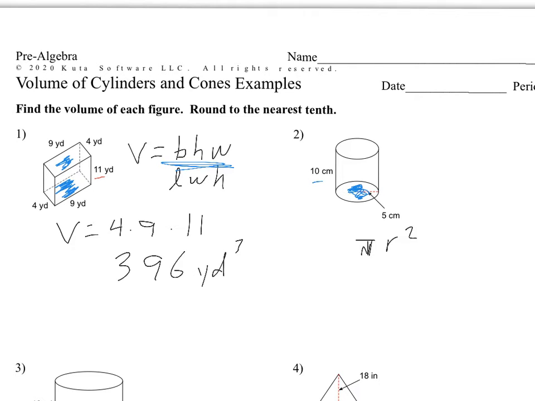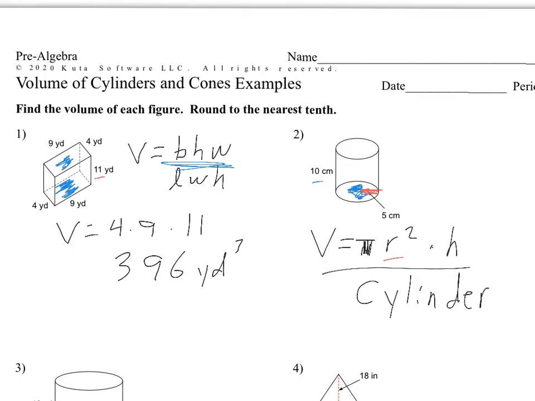Pi times r squared. And then we'll just multiply by how tall it is, which in our case is the height. So this is our volume formula. The volume for a cylinder is equal to pi times r squared times h. Now the big thing is that it does have to be r, the radius. Remember, a radius is from the center of the circle to the edge. So that would be the radius.